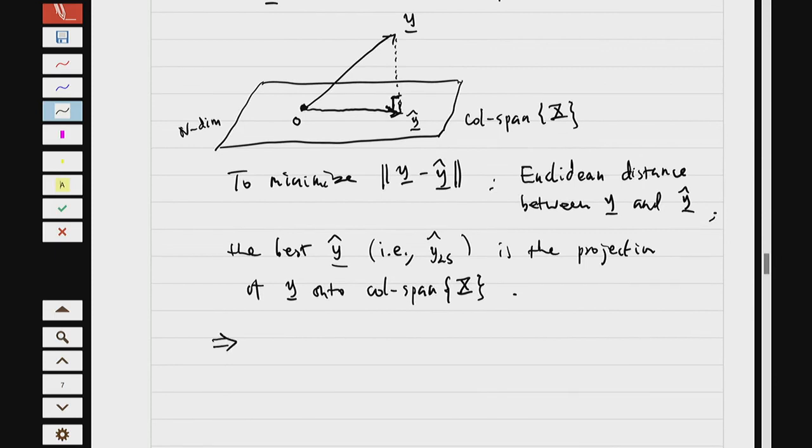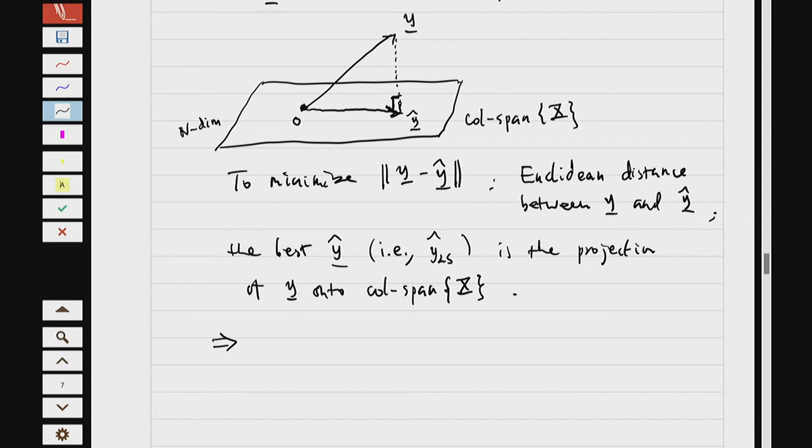And that means this line, y minus y hat, has to be perpendicular to the entire space. That also means that this line, y minus y hat, has to be perpendicular to any column of X. So any vector in the space would have to be perpendicular to this line, right?